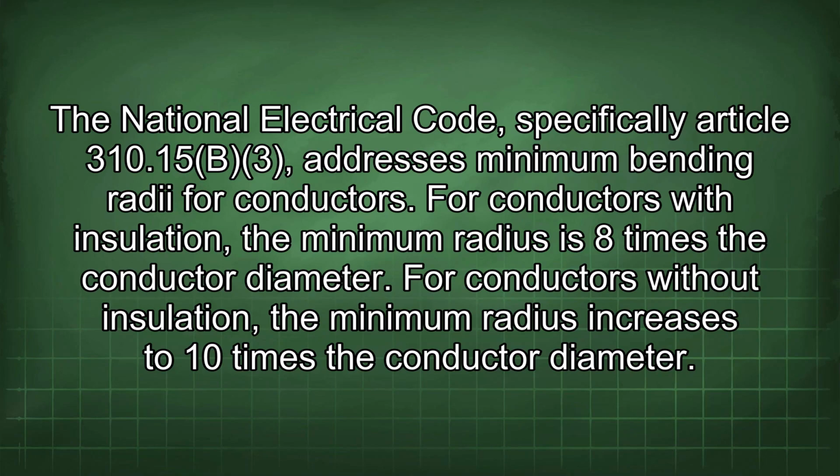The National Electrical Code, specifically Article 310.15(B)(3), addresses minimum bending radii for conductors. For conductors with insulation, the minimum radius is 8 times the conductor diameter. For conductors without insulation, the minimum radius increases to 10 times the conductor diameter.